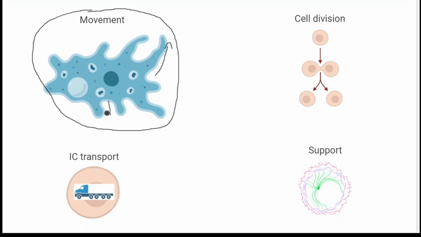So we can go this way, and the cytoskeleton is very important in that, to be able to let the cell move over any surface.